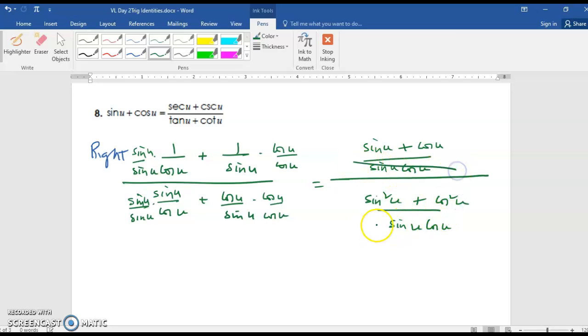Right? And I was talking about earlier, you can happily cancel off the denominators. And sine u over cos u is what is left, because this is 1. So it's the same as the left side, isn't it? Hence proved. This is it, my dears. This is how the lesson goes.